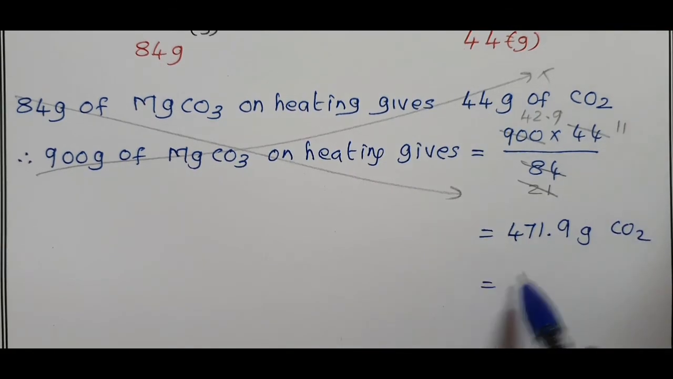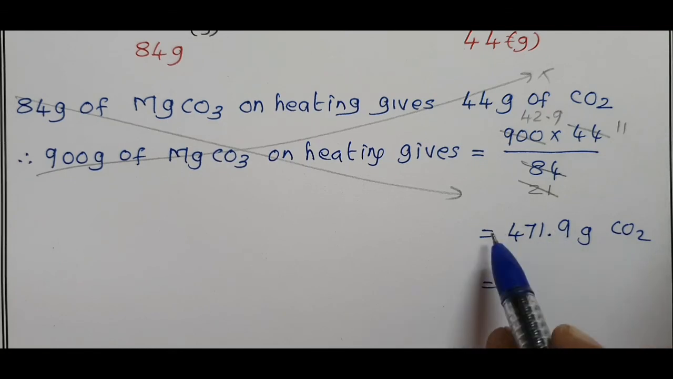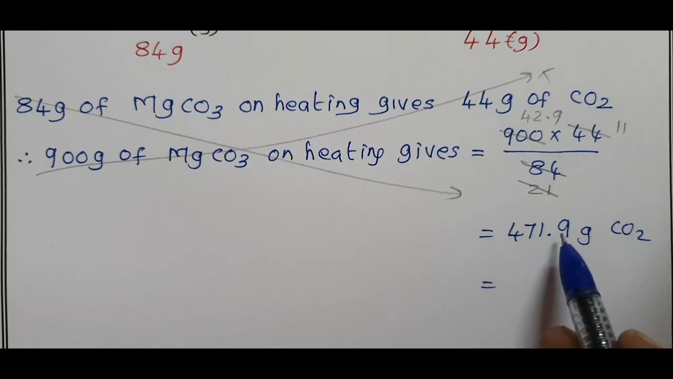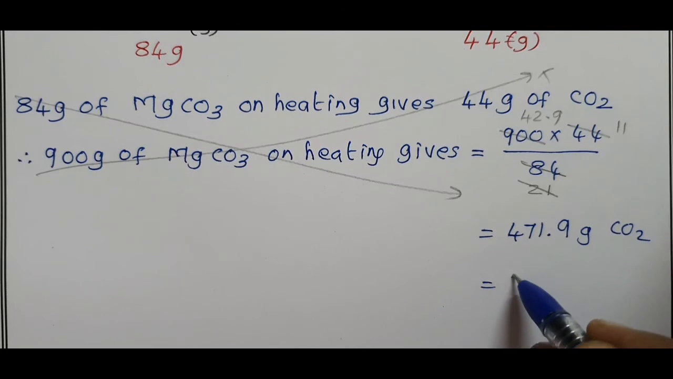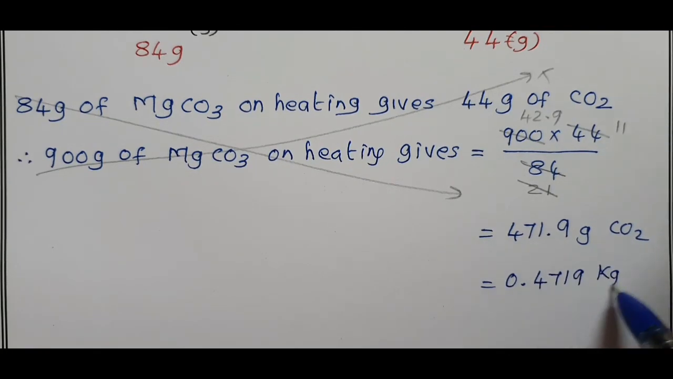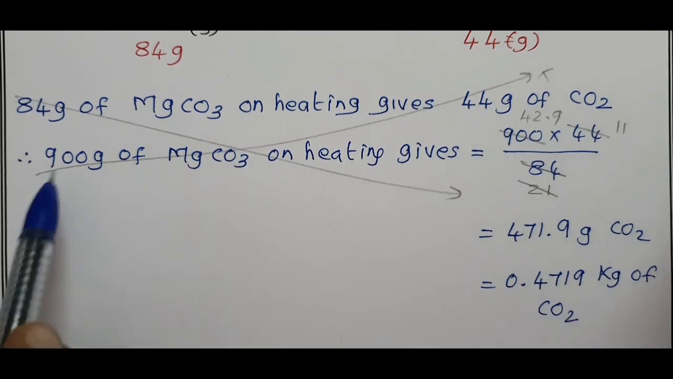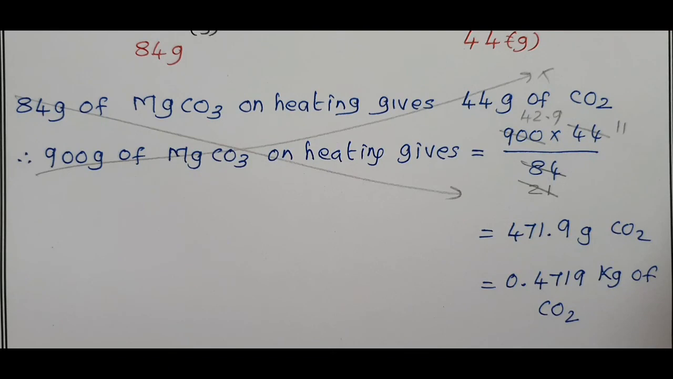When you convert this into kilogram, 1 gram equal to 10 power minus 3 kilogram. When this value is multiplied by 10 power minus 3, you will get 0.4719 kilogram of carbon dioxide is liberated when 900 gram of magnesium carbonate on heating.